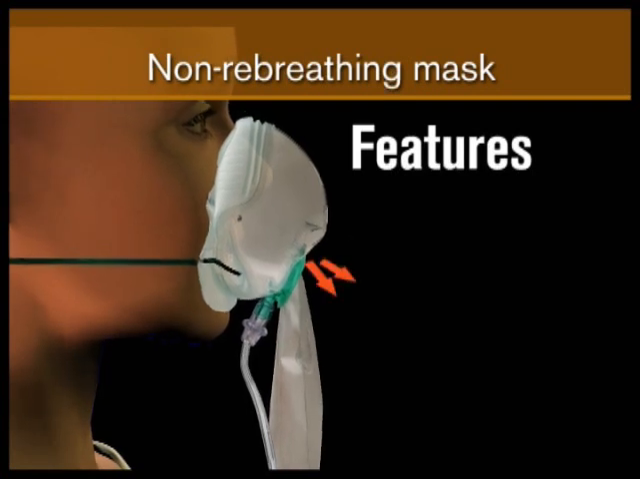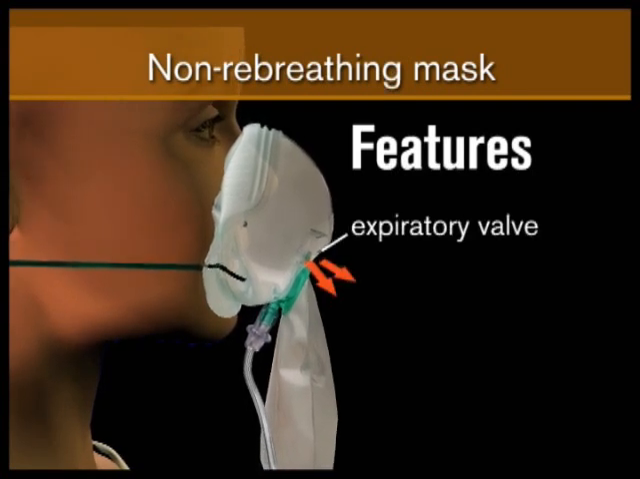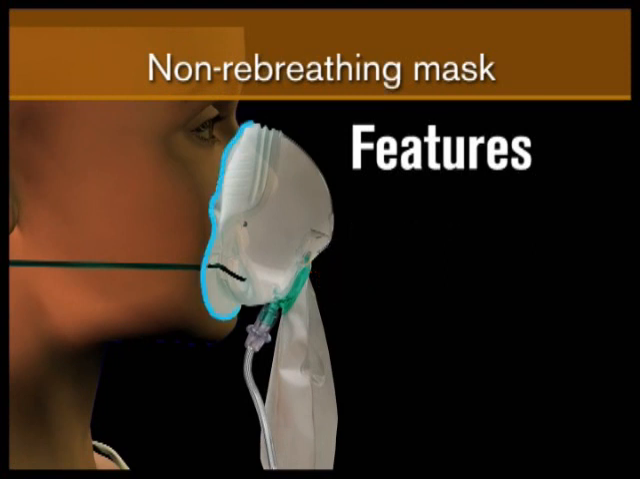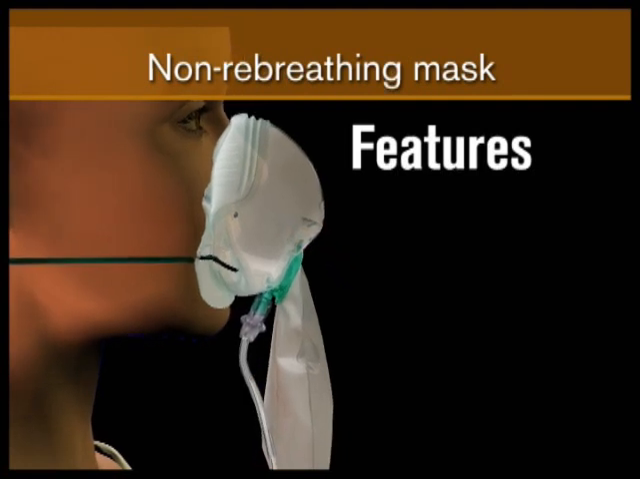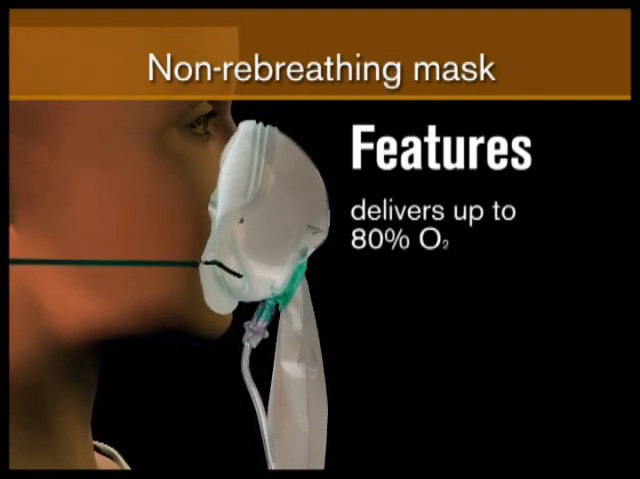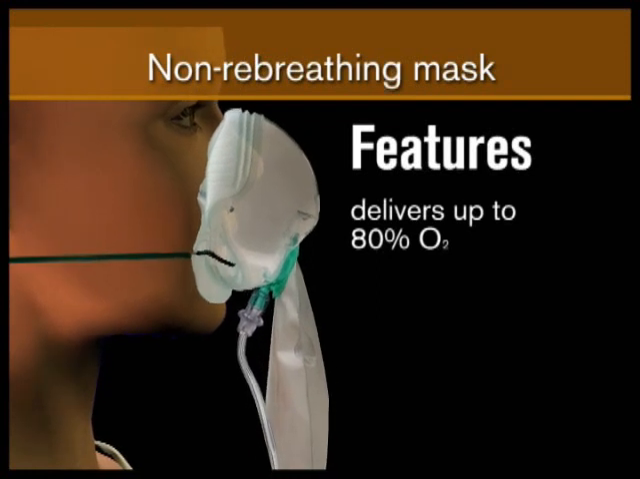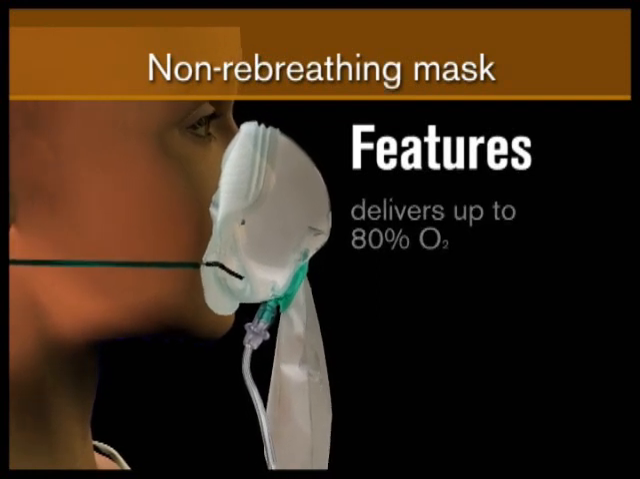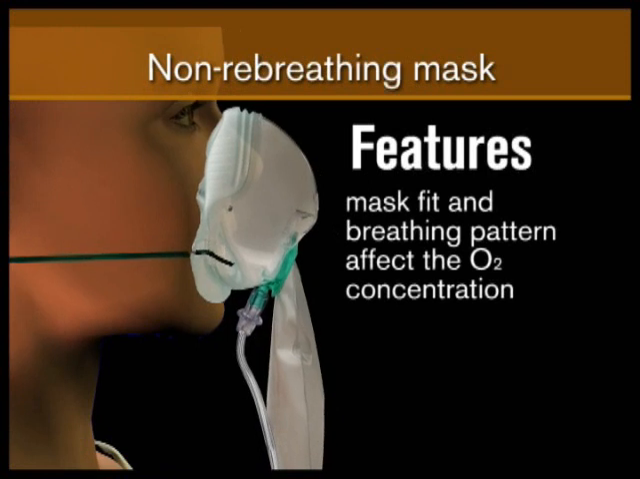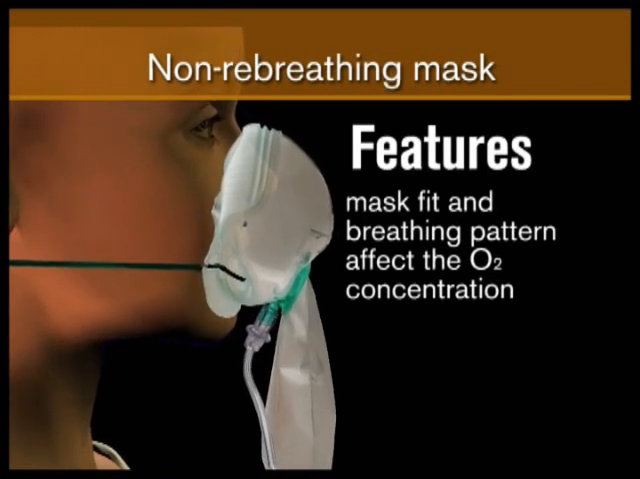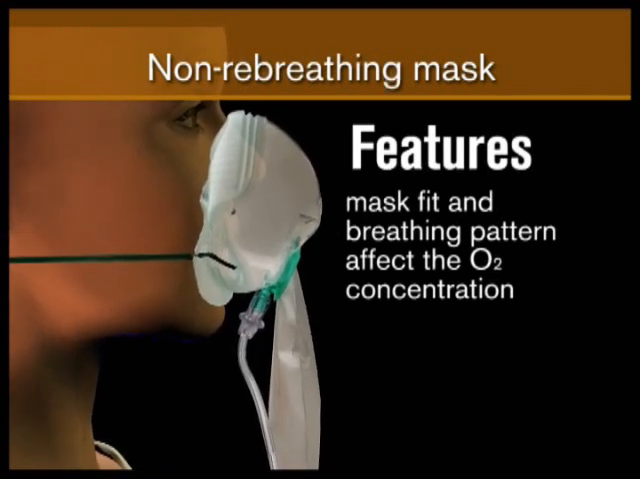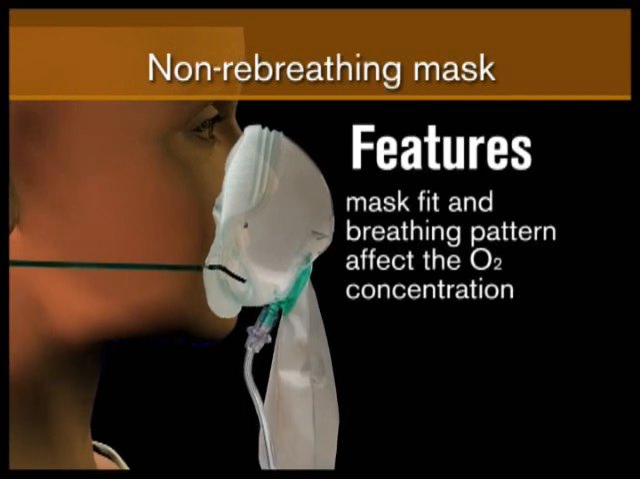The patient breathes out through the expiratory valve. As the Eco High Concentration mask has a much improved fit, 2 safety valves are included. These allow the patient to breathe room air if the oxygen supply should fail. In reality, this type of mask delivers up to 80% oxygen with flows between 10 and 15 litres per minute. The fit of the mask and the patient's breathing pattern affect the amount of room air entrained and the oxygen concentration delivered.